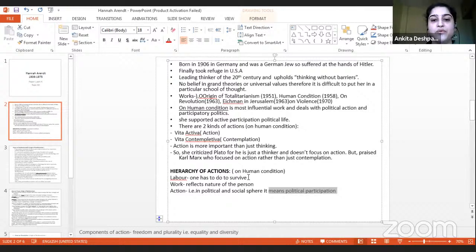Okay, so what is more important? Labor is what you do for surviving, what you do for earning means of livelihood. That means economics. Work is what you do for your own pleasure, what you like. Okay, that reflects the nature of a person. All right, but she says action, which is the most important, is what you do in the political field. It is action means political participation.